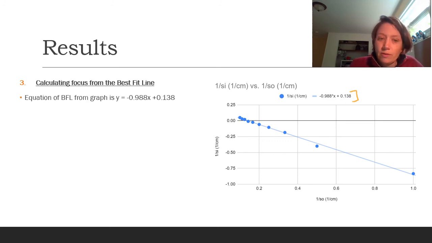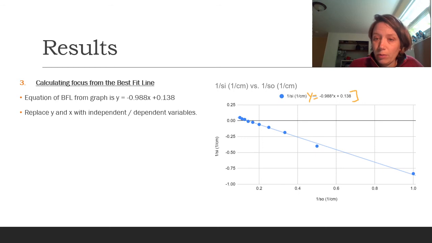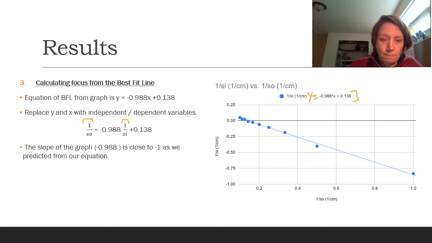So the equation for the best fit line is basically y equals, remember, they don't put that in there, but they should, y equals negative 0.988 times x plus 0.138. So next thing I do is replace that y and the x with the independent and dependent variables that I graphed with them. So for me, I put 1 over SO on my y-axis, so I replace the y with 1 over SO. I replace the x with the 1 over SI, so I've got this new equation, 1 over SO equals negative 0.988 times 1 over SI plus 0.138.